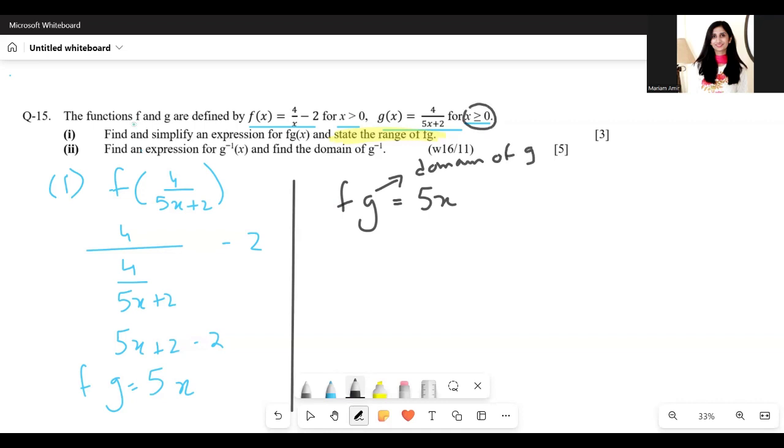So do we have the domain of g in the question? We do. The domain of g is x is greater than or equal to 0. So the domain of fg will also lie within these limitations. x is greater than or equal to 0. Now, if for the function fg, x is greater than or equal to 0, then the range will also be greater than or equal to 0. So fg is greater than or equal to 0 is the range of fg.